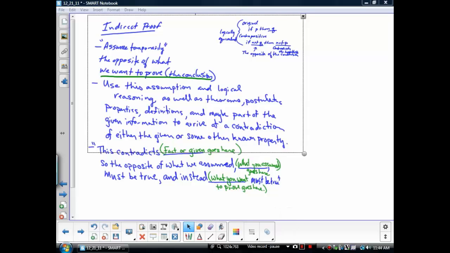All right, so the first indirect proof is example 1 on page 214. We are given that n is an integer and n squared is even.